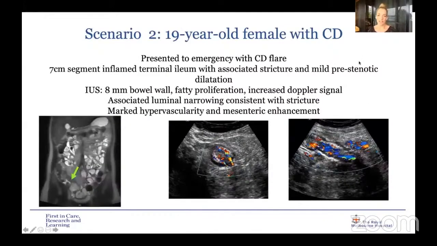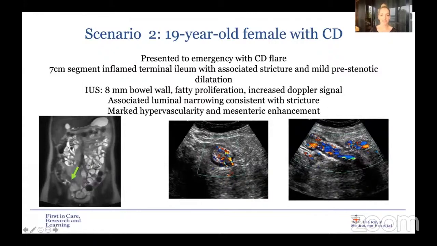This story was a 19-year-old female who had Crohn's disease. She presented to the emergency department with a presumed Crohn's disease flare. She had an MRI, which demonstrated 7 centimetres of inflamed terminal ileum with associated stricture and mild pre-stenotic dilatation. We also performed an intestinal ultrasound to make sure that the two tests aligned.